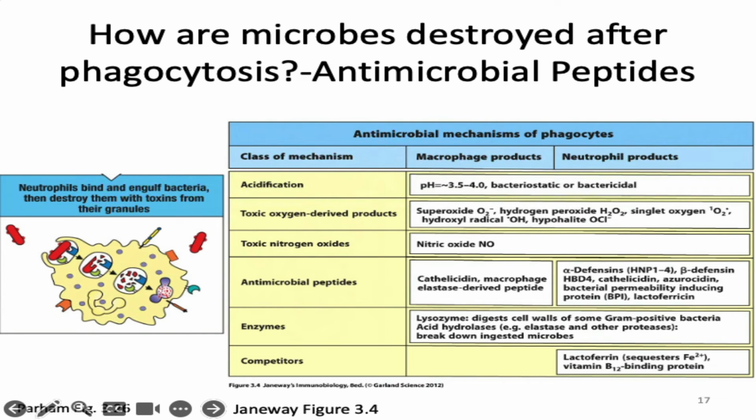So you can see here are my toxic oxygen and nitrogen products. One of the things that will help get rid of those microbes is the fact that we are in a very acid environment. And so the acid actually is helpful. But we also have a whole bunch of antimicrobial peptides and various enzymes in some of these granules that are going to get fused with the phagosome and help destroy that microbe. A lot of the antimicrobial peptides I told you about before happen to also be found in neutrophils. So neutrophils can kill the bacteria.